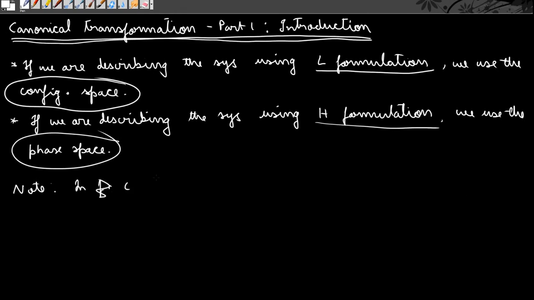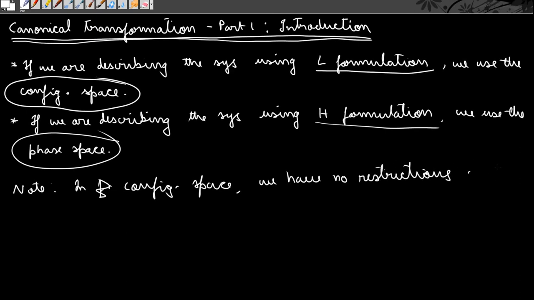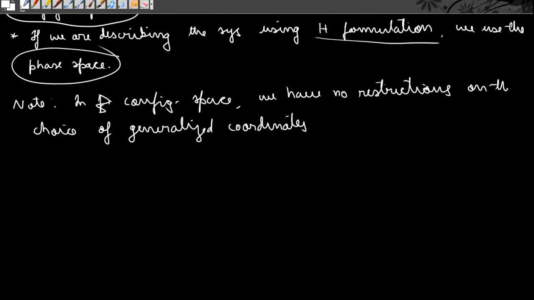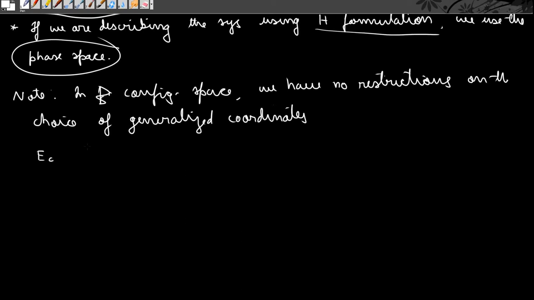So in configuration space we have no restrictions on the choice of generalized coordinates. What I mean by this is that, for example, in 2 dimensions we can represent the position of a particle using either the Cartesian coordinate system or the plane polar coordinate system.